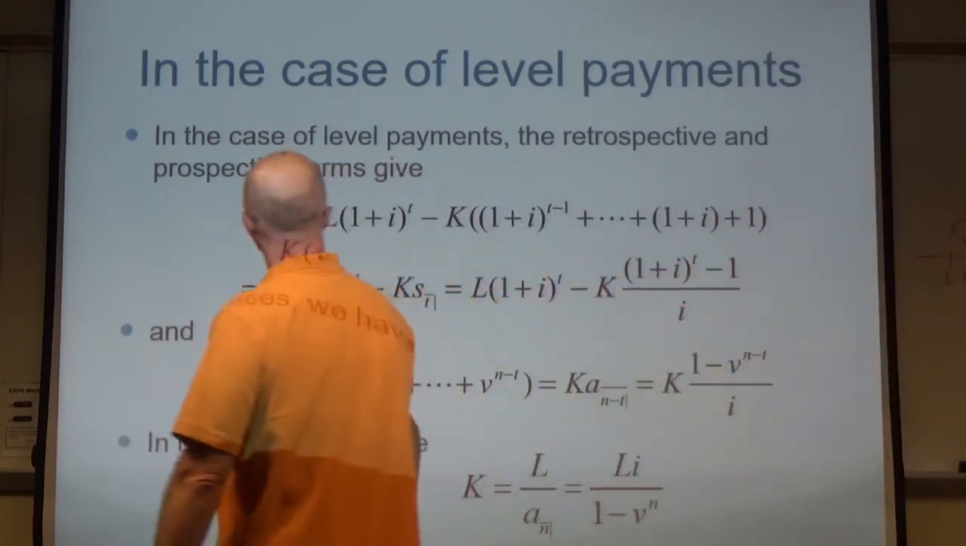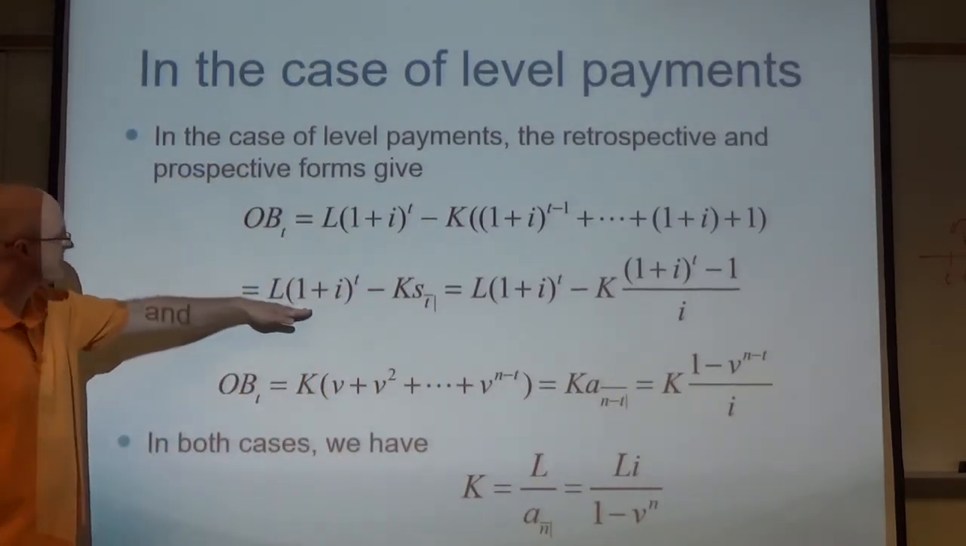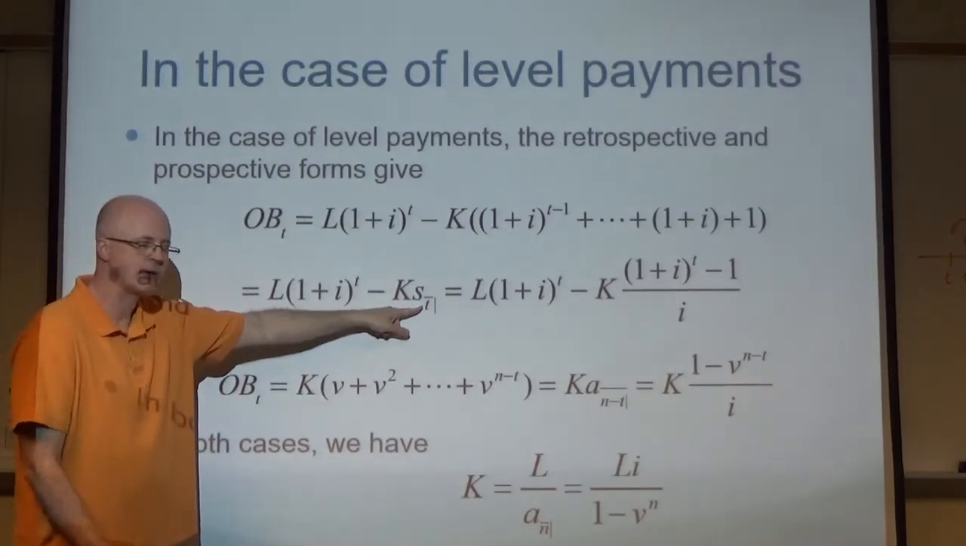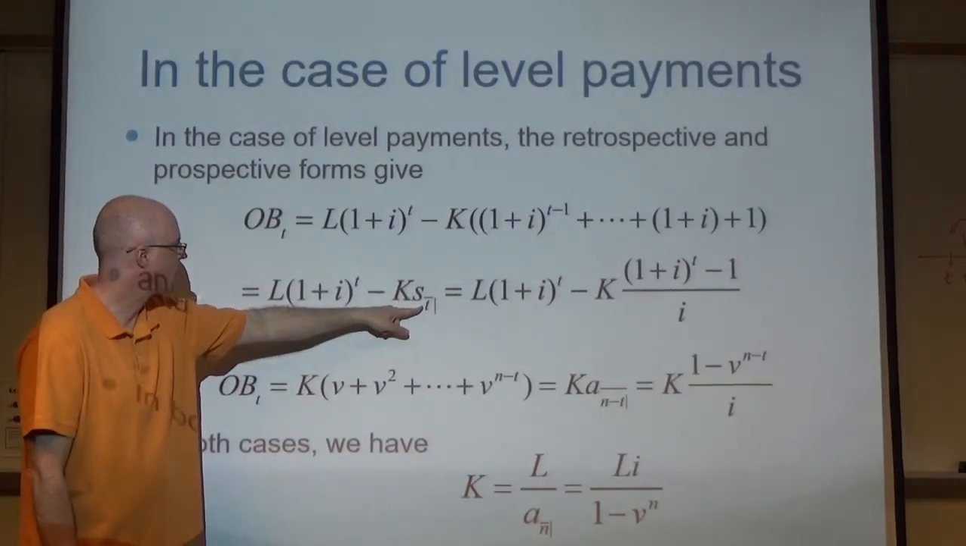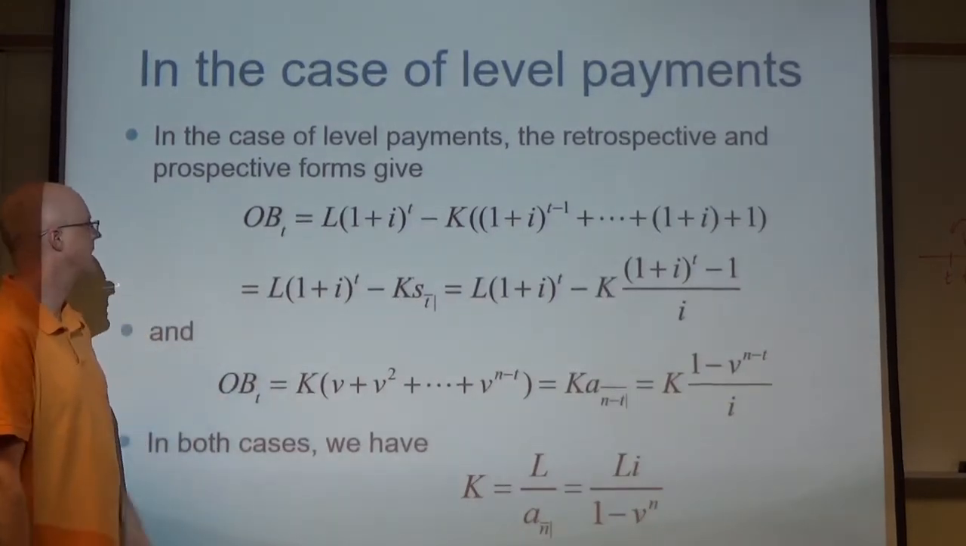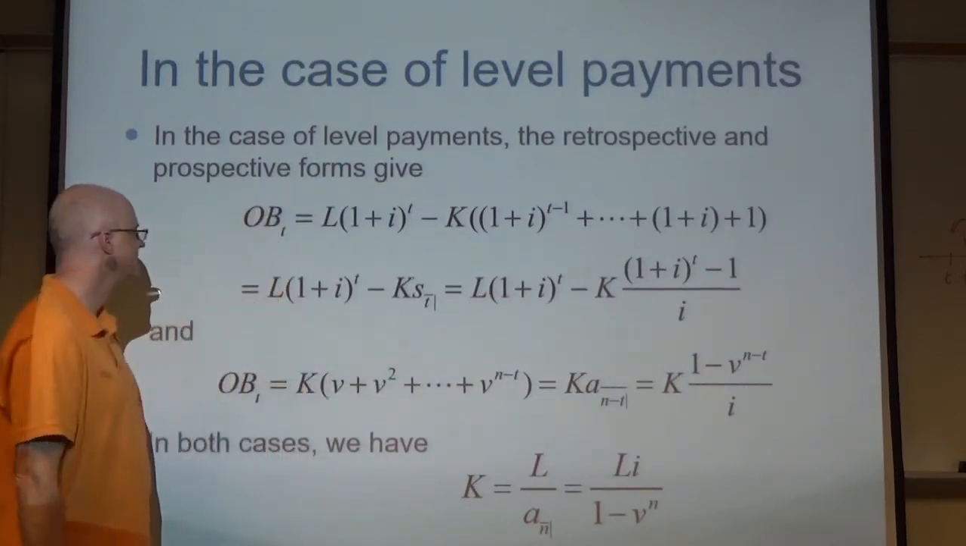You can simplify the retrospective formula to being, for example, this, where S is the future value of a standard annuity immediate with payments of 1. K is the amount of the individual payments. L is the loan amount. We are talking about time t. That can be written this way as well.